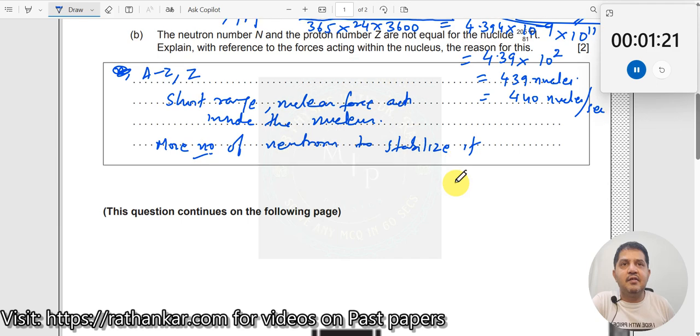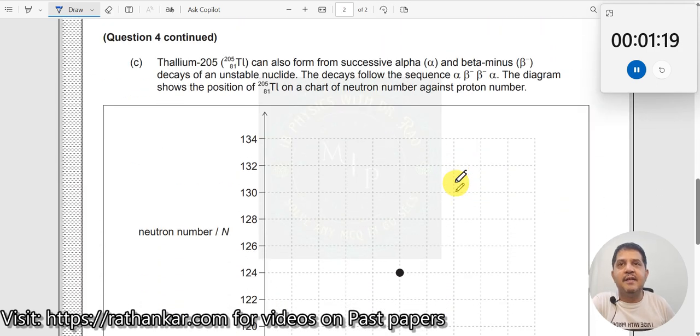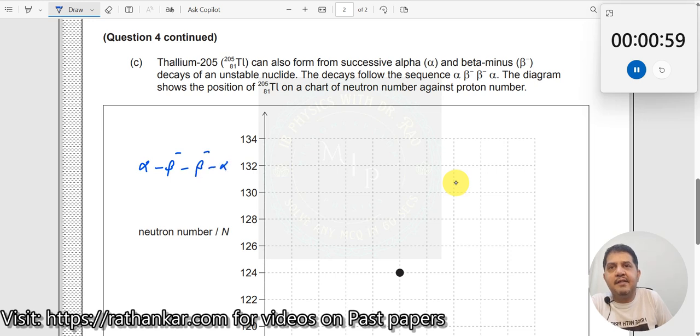Now let us look at the next one. Continue with this. Now, thallium 205 can also be formed from successive alpha and beta minus decays of an unstable nucleus. The decay follows the sequence alpha, beta minus, beta minus, alpha. Let me write down here alpha, beta minus, alpha, which means what?